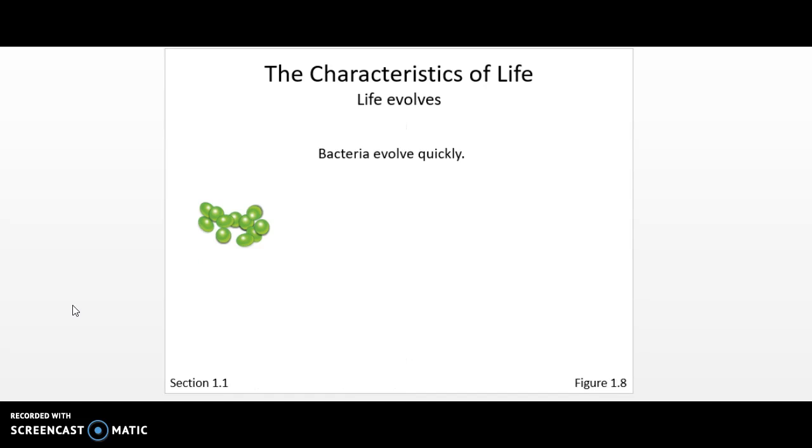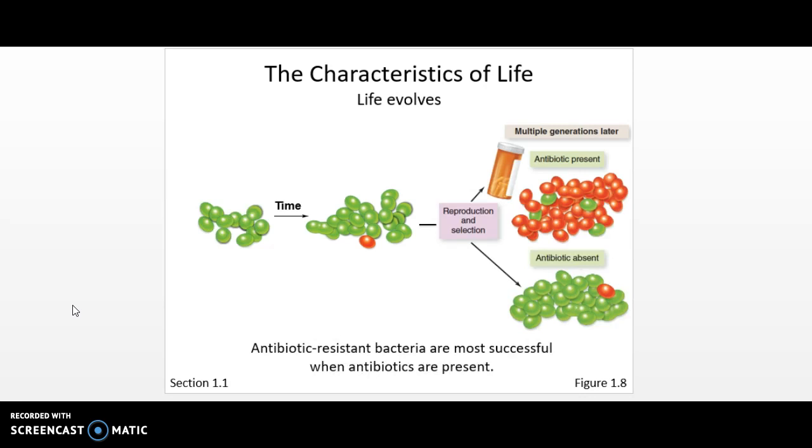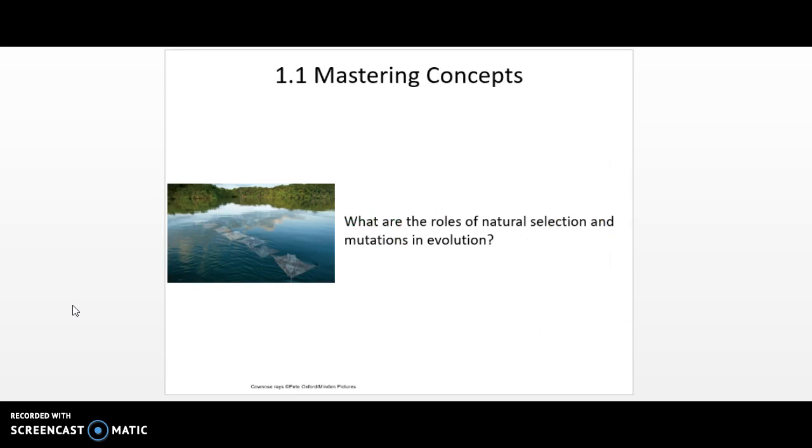Bacteria have actually been observed to evolve quickly. Over time, one bacterium will have mutated, and that will lead us to antibiotic-resistant bacteria within multiple generations. Antibiotic-resistant bacteria are most successful when antibiotics are present. If you can answer what the roles of natural selection and mutations in evolution are, you're probably on the right track to studying for our test.